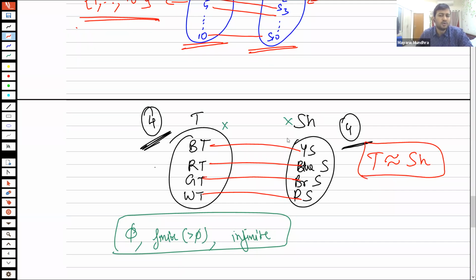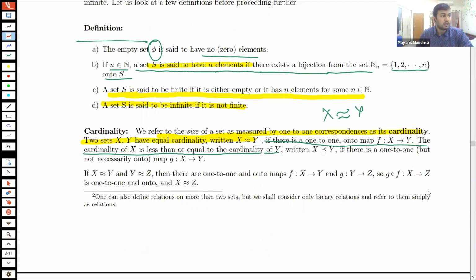And then you will say that the set of shirts and the set of trousers have the same cardinality. But if you were to, let's say, find one more trouser or lose one more shirt or something like that happens, then these two sets become of different cardinality. Their sizes become different. Okay. So this next thing says that if there is a one-to-one onto map from x to y, then x is less than or equal to y.